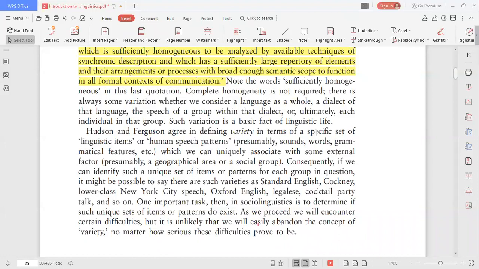Excellent. Now, one important task of sociolinguistics is to determine if such unique sets of items or patterns do exist. So sociolinguists will try to find out whether, in reality, these kinds of items or patterns do exist.